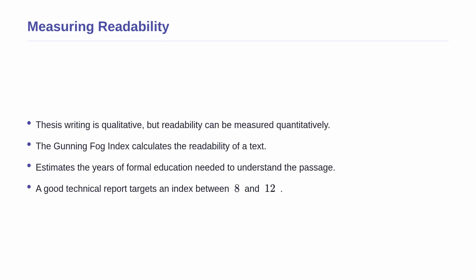While the IMRAD structure organizes our ideas, we must also ensure our writing is actually accessible. Writing a thesis is a qualitative task, but we can use quantitative metrics to evaluate our clarity. One of the most important tools for this is the Gunning Fog Index. This index calculates the readability of your text by estimating the years of formal education a person needs to understand it on the first reading. Ideally, a good technical report should score between 8 and 12, meaning it can be understood by someone with a high school or early college education.